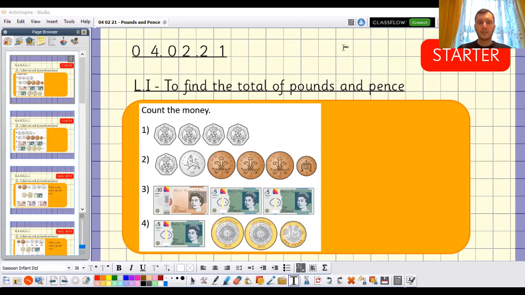As our starter challenge today, you've got to simply count the money and write the amount. Don't worry about drawing out all of the coins and all of the notes. If you don't want to, you can just jot down the amount there is.